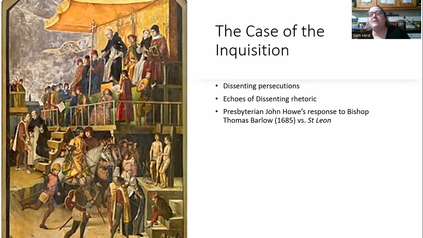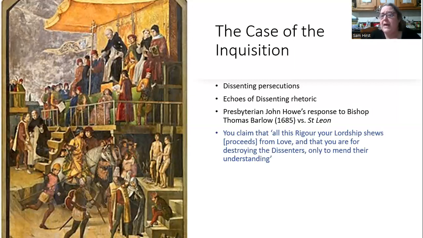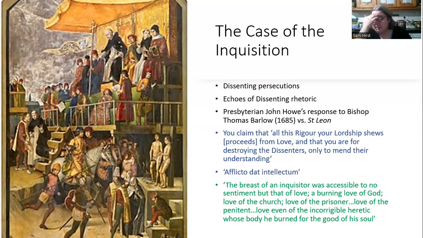So I'm going to illustrate this here with a quick reading from the Presbyterian John Howe's response to Bishop Thomas Harlow in the face of oppression and persecution, and compare that with a section of St. Leon. So in the John Howe response, he says to the bishop, you claim that all this rigor that you show is from love, and that you are for destroying the dissenters only to mend their understanding. He also says that you're saying afflicto dat intellectum, that suffering brings understanding, but he rejects these claims. So we see a very similar discussion happening in St. Leon, where the inquisitor is saying the breast of an inquisitor was accessible to no sentiment but that of love. A burning love of God, love of the church, love of the prisoner, love of the penitent, love even of the incorrigible heretic, whose body he burned for the good of his soul. So we're seeing the exact same arguments come up in both of those texts.